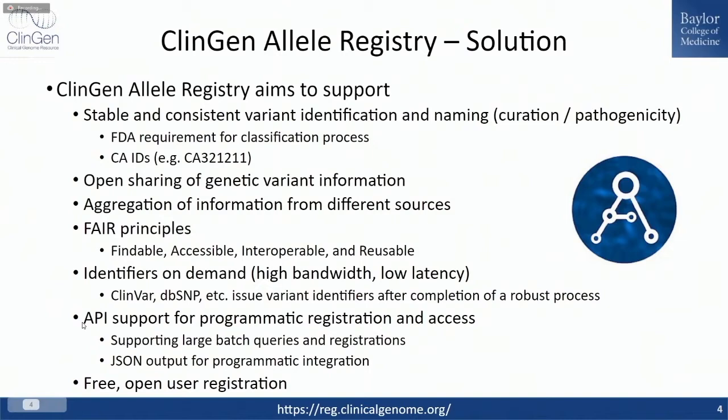We also provide API support for programmatic registration and access, which supports large batch queries and registrations, and also provide this JSON output, which is JavaScript Object Notation, a common structured notation that's modeled to allow people to obtain the data and take out certain parts of the data of interest. And we also make sure that this is free and open user registration. So it's on demand. As soon as you sign up, you're able to register your variant right away. We have this URL here at the bottom, reg.clinicalgenome.org, and I'm going to be showing some live versions of that in a little bit.